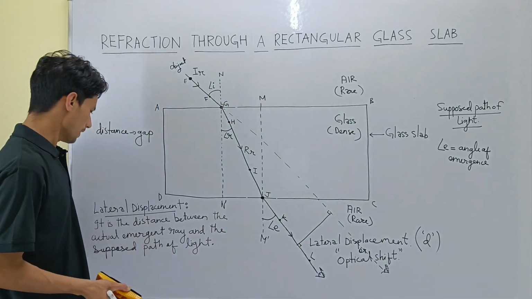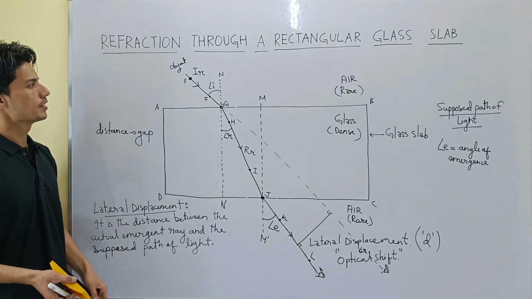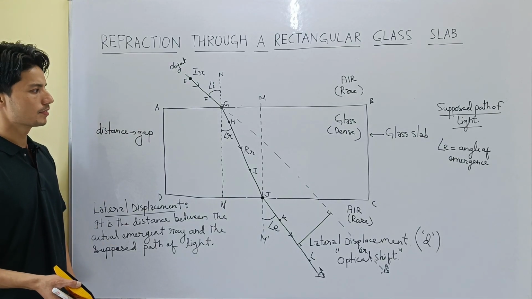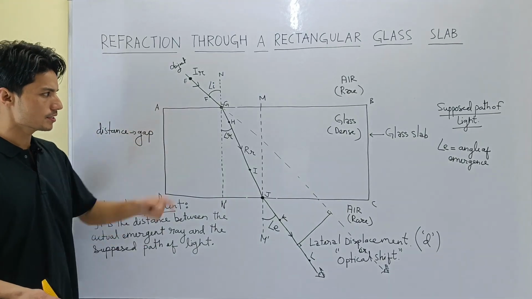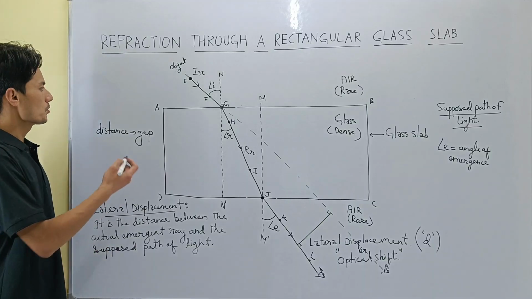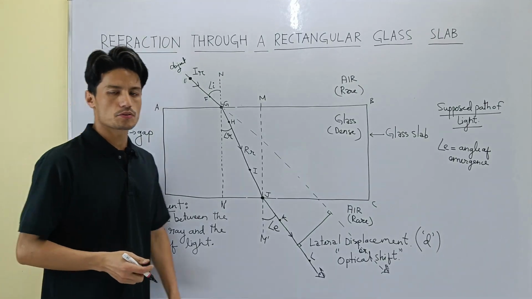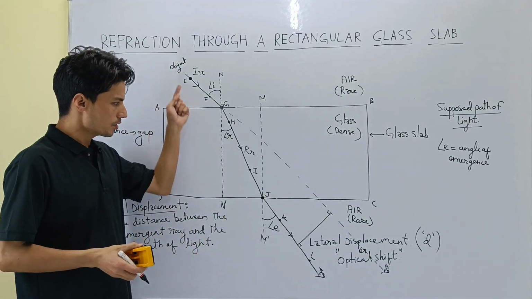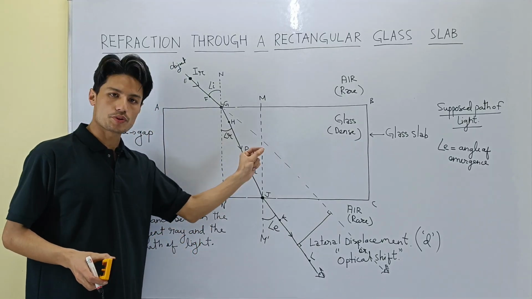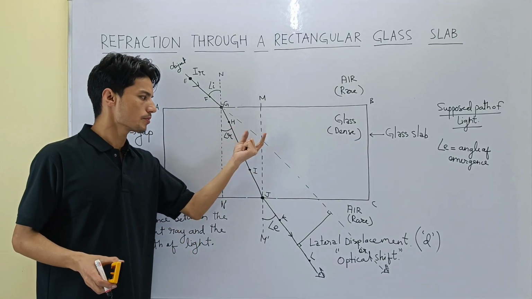So this is it, class, everything about refraction through a rectangular glass slab. If you have understood this, in the exam this question will come for 3 marks, and you may have to do some write-up. How do you write it? Whatever you have understood, write it in the form of a story, in the form of sentences.